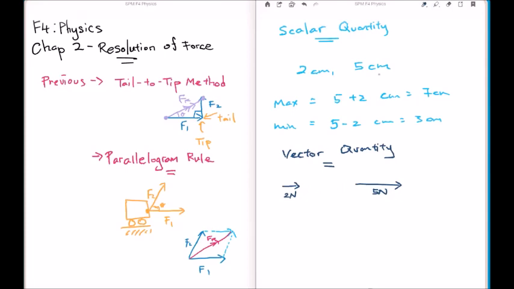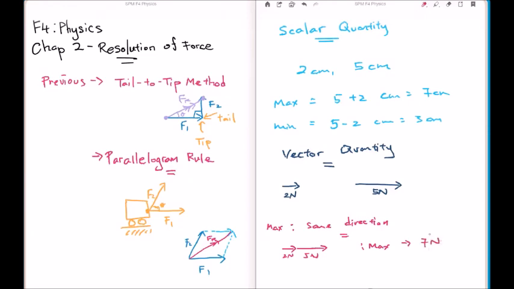Okay, what's the max and minimum you can get? From here, I would deduce the maximum is when they are moving in the same direction, right? Whether it's to the left or to the right, that would be 2 Newton to the right, and then 5 Newton to the right, maximum I'll get 7 Newton. This is the first case, maximum. That's why I'll get 7 Newton to the right.